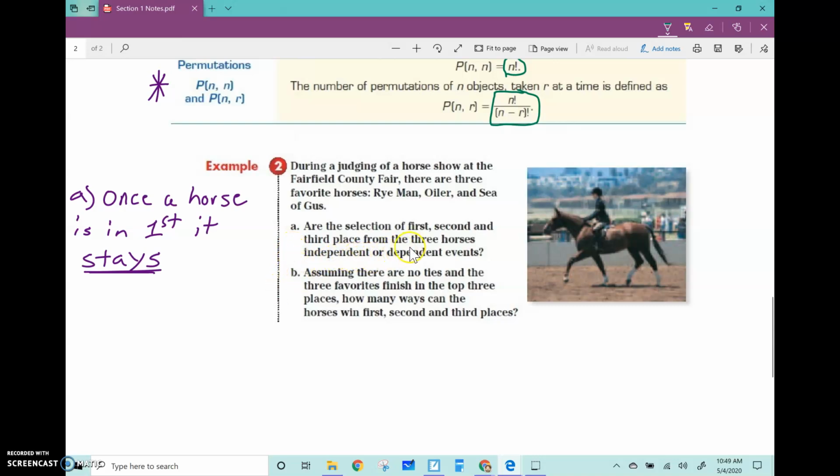So are the selection of first, second, and third place from the 3 horses independent or dependent? They are dependent. Because once a horse is in first place, it stays. Unlike the books where we could kind of flip-flop first choice and second choice, once a horse wins first place, it stays in first place. That horse can't be moved to second or third place because it's locked into first place. All right, part B.